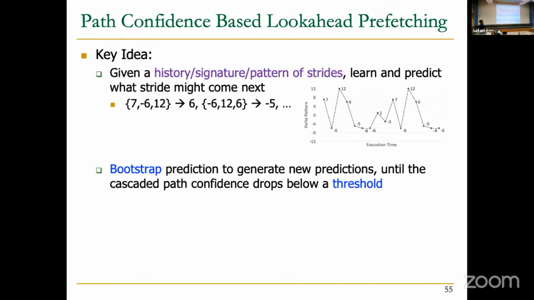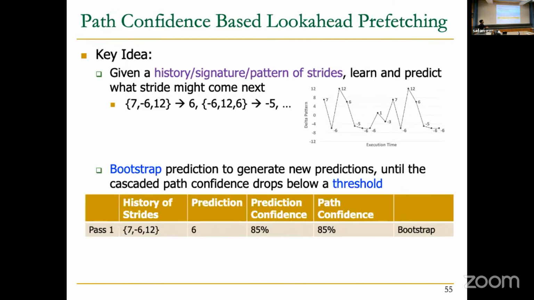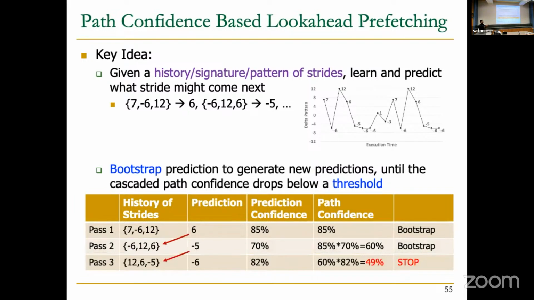So they have some sort of prediction confidence mechanism also. Seeing this, you predict this with 85% confidence, so your total overall confidence is 85. Then you also bootstrap this: consider this 6 as if it has already appeared in the program. That makes your history -6, 12, and 6, with the left shift being this one. Then you predict something with 70% accuracy, your overall confidence becomes 60%, and you keep on doing this bootstrapping till your overall confidence drops below a threshold. So that's the key idea here, right?